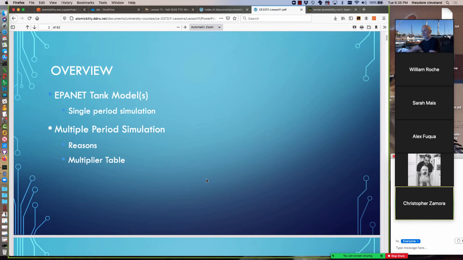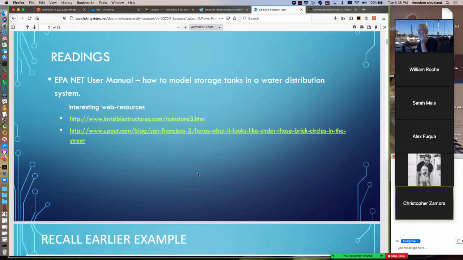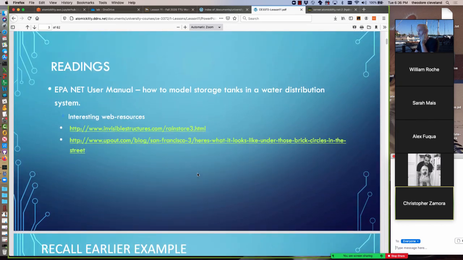So we'll examine multiple period simulation, the reasons for its use, how it's implemented in this particular program. It's done by something called a multiplier table, and we'll look at the tank models that are embedded. Everything we're going through today is taken from the EPANET user manual, and there's a section that's not conveniently labeled this, but they discuss how to model storage tanks in a water distribution system.